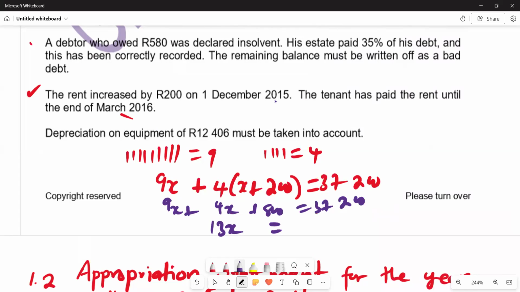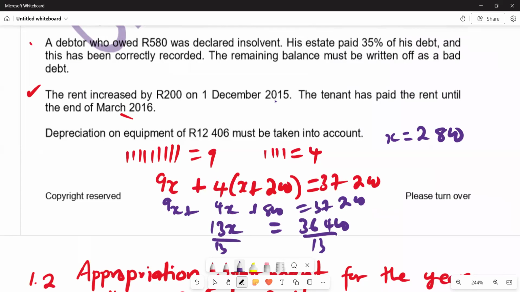It becomes 37,200 minus 800. Let's try to see what we get. 37,200, then we subtract your 800, so you get your 36,400. Then we can divide by 13 both sides, whereby x is equal to, let's try to divide there, we are going to get 2,800. So your x is 2,800.